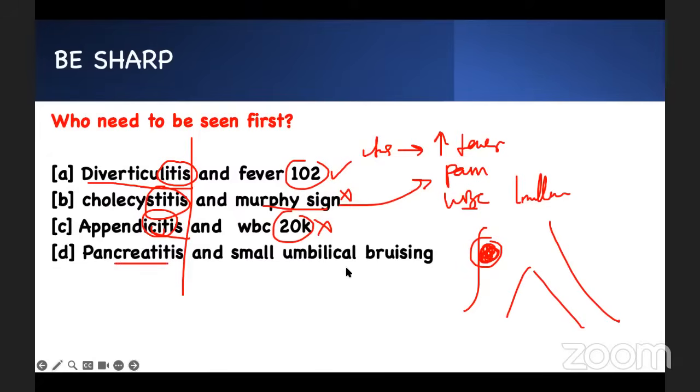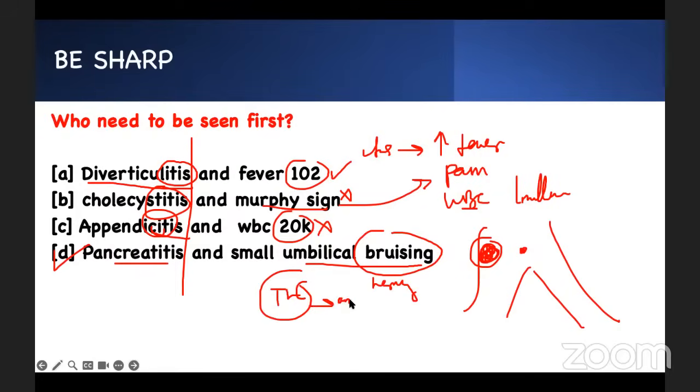So pancreatitis and small umbilical bruising, this patient is bleeding. So that's a problem. It's a problem for them. This patient is bleeding, is having hemorrhage, and you have to be sharp. Pancreatitis and your total lung capacity has changed, you're having airway issue. But if you have itis symptoms, it's fine. So don't worry about it.